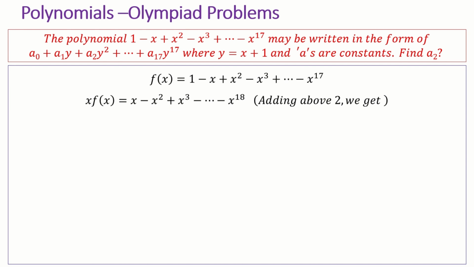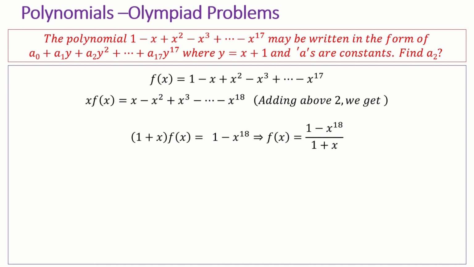You add the above two equations, f of x and x f of x. What you will get is 1 plus x into f of x equal to, the rest all gets cancelled. Minus x is here, plus x is here. Plus x square, minus x square. So things get cancelled. The only thing that remains is 1 minus x power 18. This implies f of x equal to 1 minus x power 18 divided by 1 plus x. So now we redefined f of x in a very easy way.